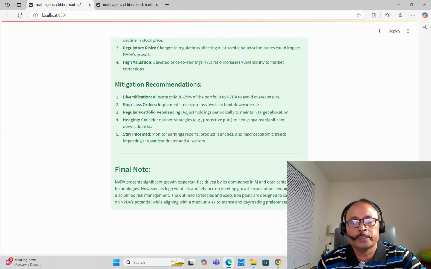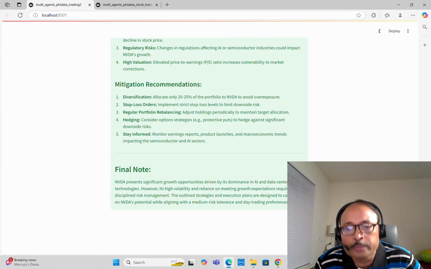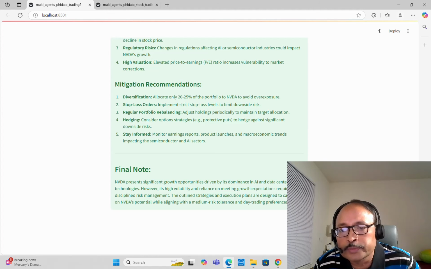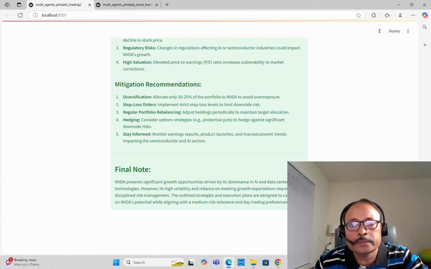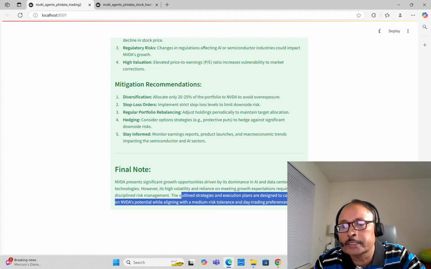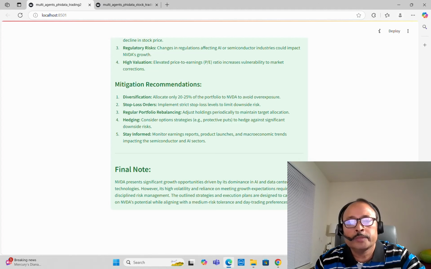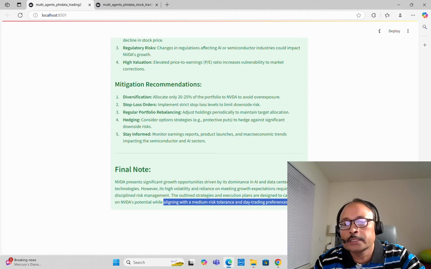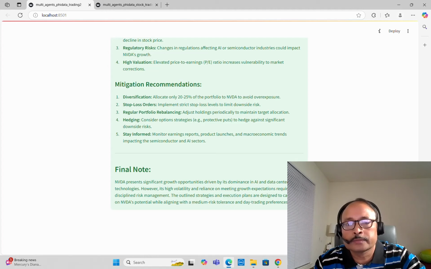And then final note, NVIDIA presents significant growth opportunities driven by its dominance in the AI and data center technologies. However, its high volatility and reliance on meeting growth expectations require disciplined risk management. The outlined strategies and execution plans are designed to capitalize on NVIDIA's potential while aligning with the medium risk tolerance and day trading preference.